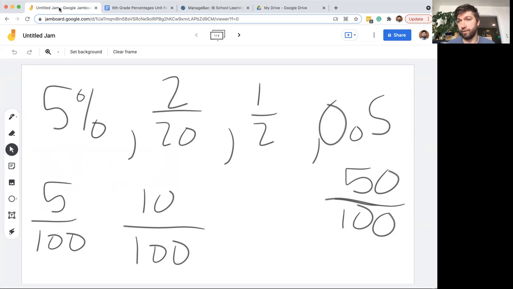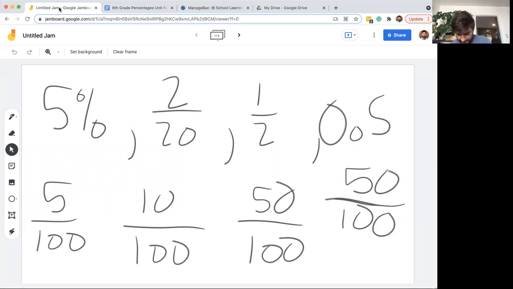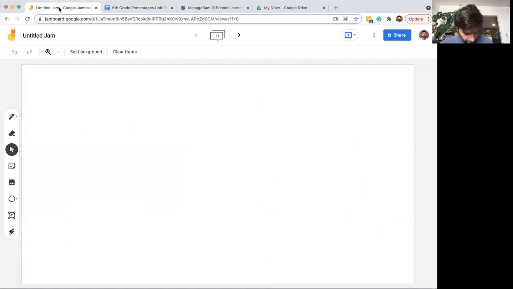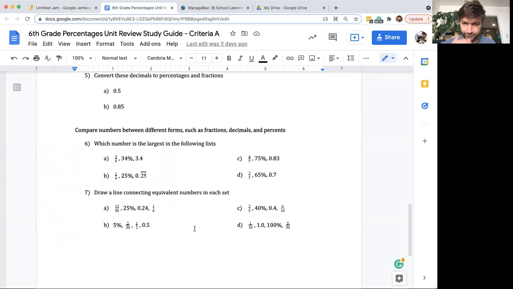We're going to see if any are equivalent when we convert 1/2. So how do I get from 2 to 100 with multiplication or division? 2 times 50 gets me to 100. So I do the same to my numerator. 1 times 50 is 50 out of 100. And I can now see that those two are equivalent. The other two are not. So I only have 2 equivalent numbers in this one, 1/2 and 0.5.